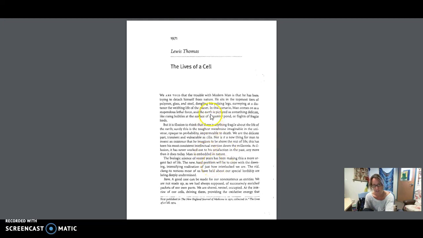It says, he sits in the topmost tiers of polymer, glass, and steel, dangling his pulsing legs, surveying at a distance the writhing life of the planet. That kind of makes me sad when I read it, just because I imagine a man or a woman, a person kind of stuck in a building away from nature. In this scenario, man comes on as a stupendous, lethal force, and the earth is pictured as something delicate, like rising bubbles at the surface of a country pond, or flights of fragile birds.